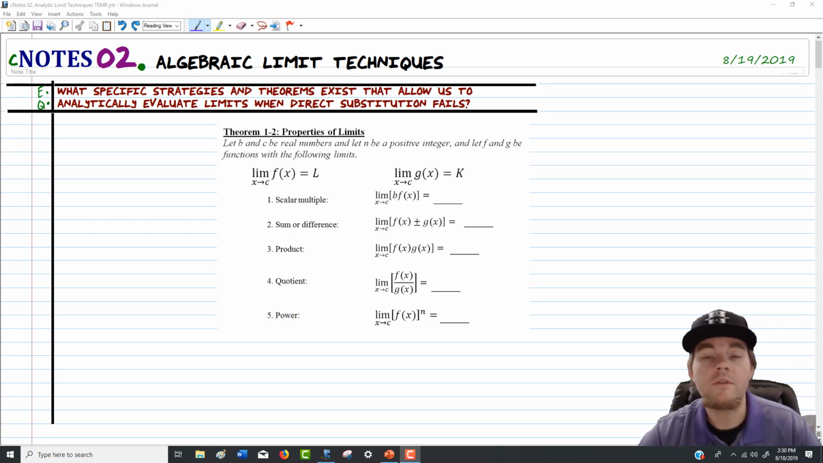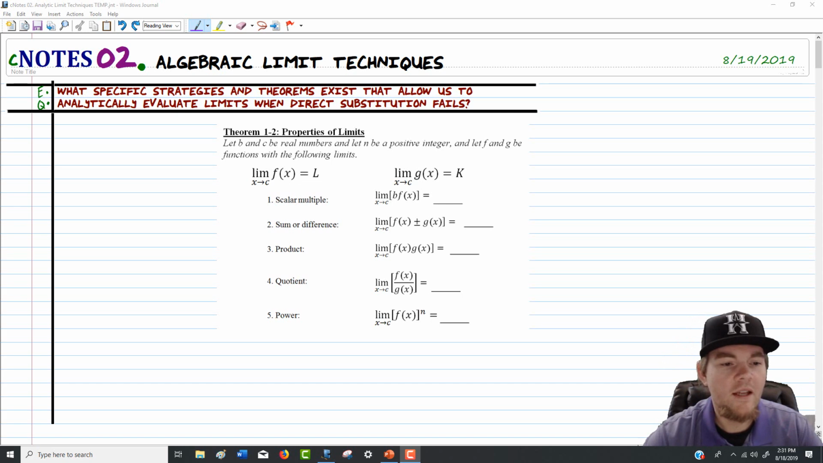So the limit as x approaches c of f is L, and the limit as x approaches c of g of x is k. So two different functions, both have finite limits at a particular value, and if you recall, just because their limit exists there doesn't mean that the function value actually exists, or that the function value is in exactly the same place, because general behavior might behave differently than the specific point on that function. Now, with that said, understanding these properties is very quick.